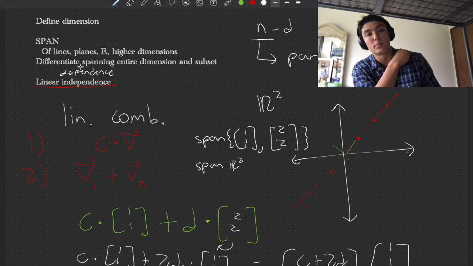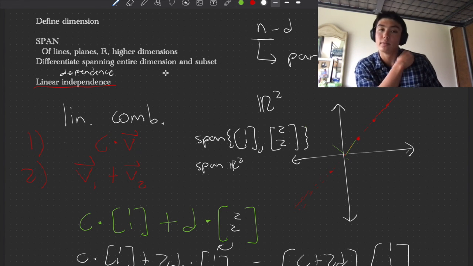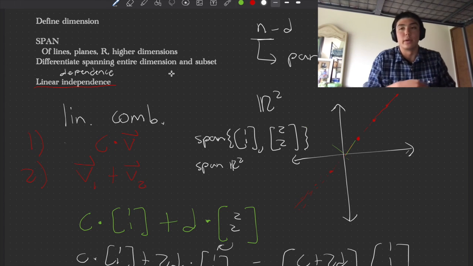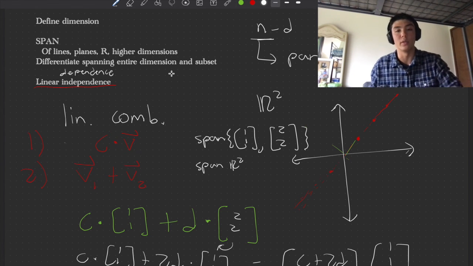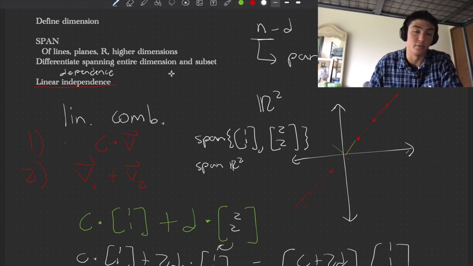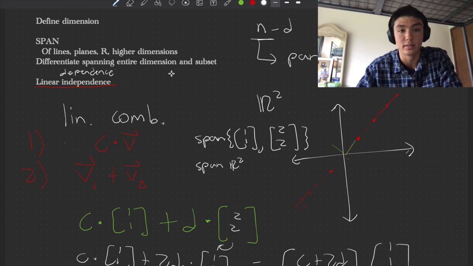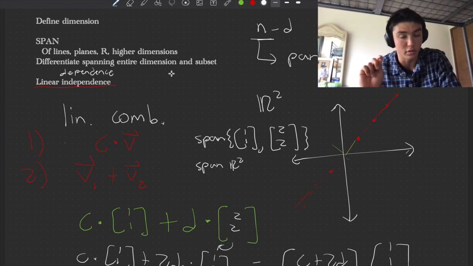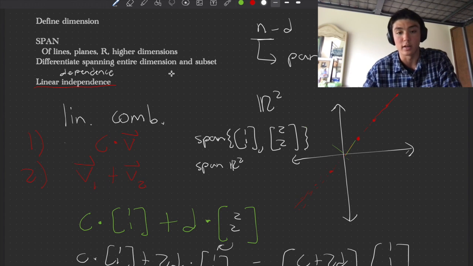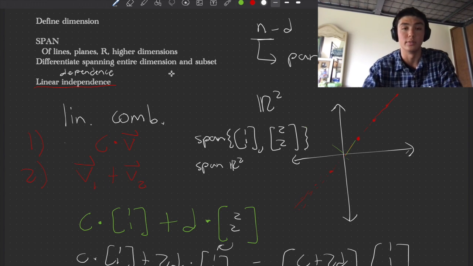So this bullet point on spanning the entire dimension just means whether you're spanning the entire R2 or whether you're just spanning a line in R2. That would be a subspace of R2. We'll talk more about the true definition of a vector subspace next video. But yeah, these are some ways of talking about dimension, talking about space, talking about vectors that will be pretty useful in linear algebra.